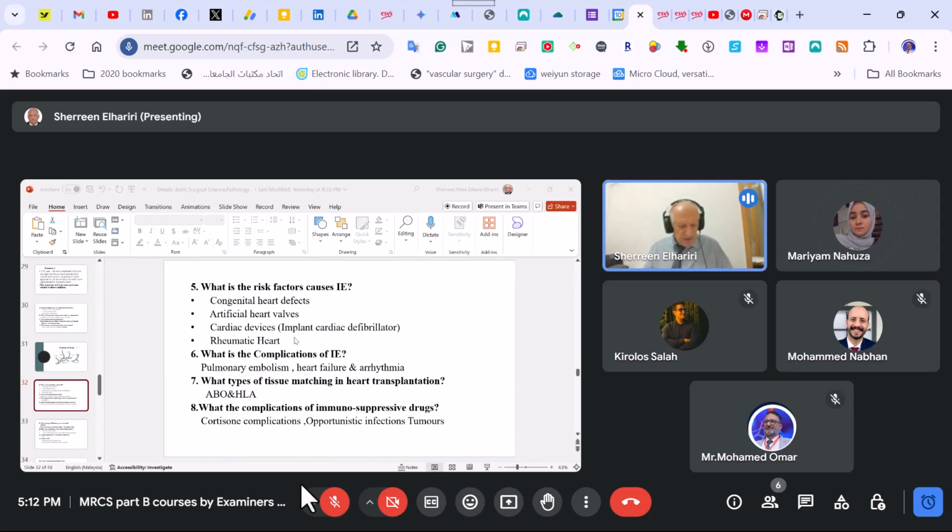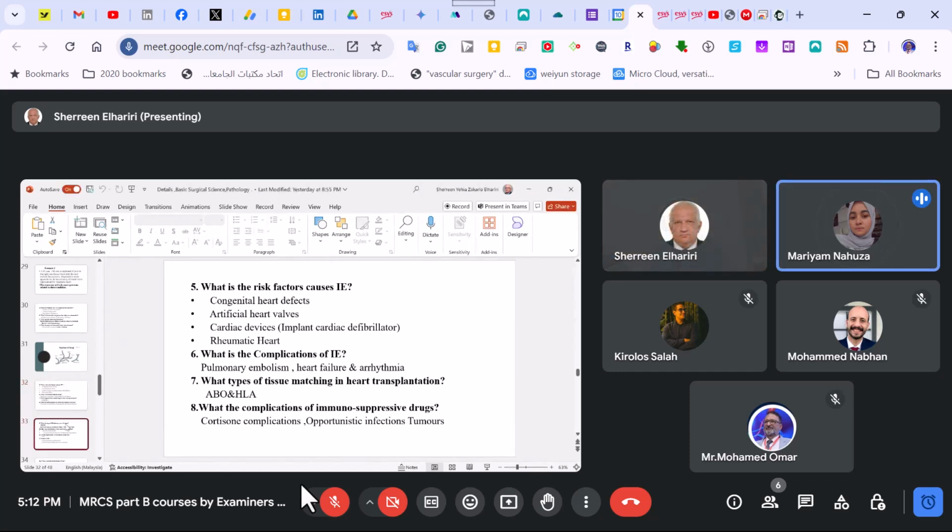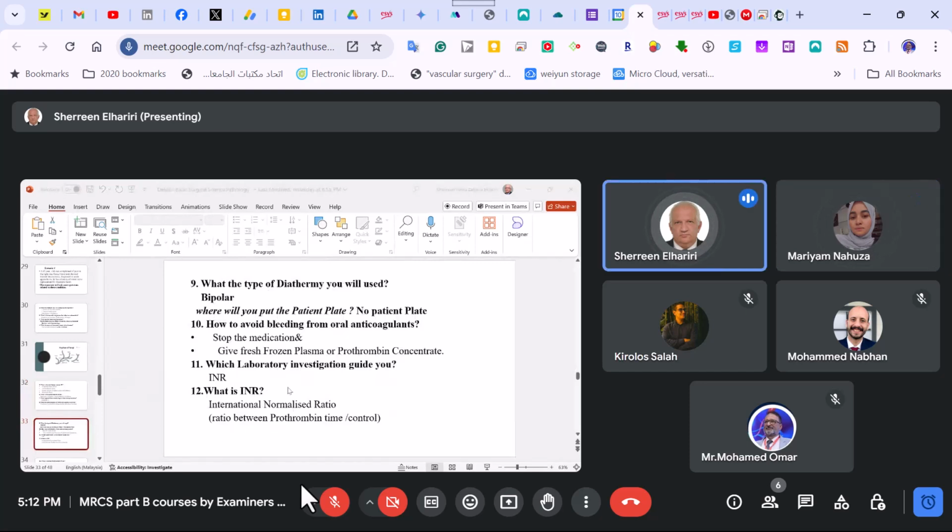What are the complications of infective endocarditis? Heart failure, arrhythmias, and emboli. They are more prone to emboli. What type of matching is done in heart transplantation? HLA and ABO antibody. What is usually the lung and heart transplantation indication in the United Kingdom? I'm not sure. Cystic fibrosis. All right. Okay. So what are the complications of the immunosuppressive agents you give during transplantation?